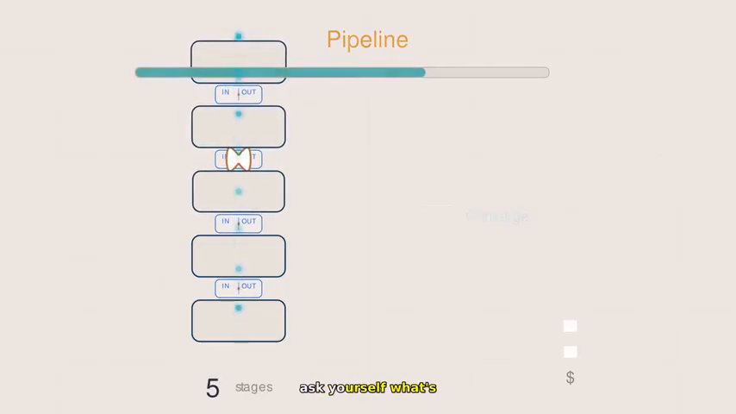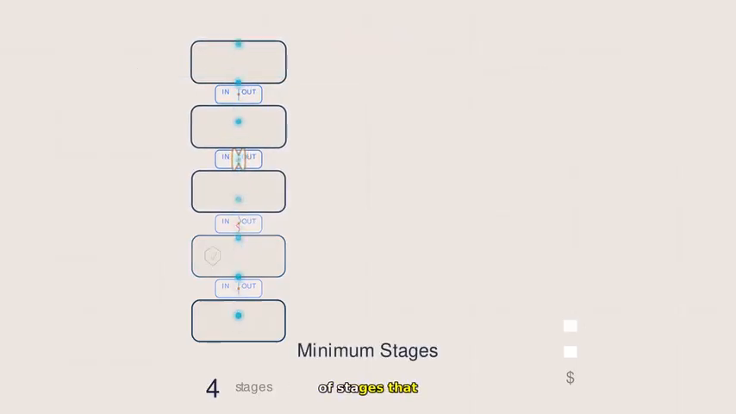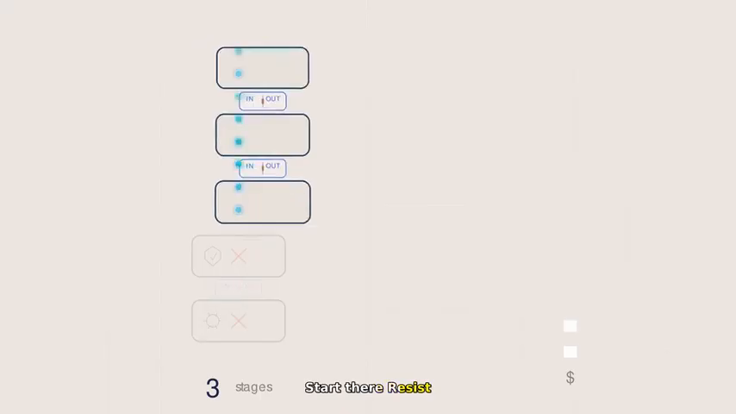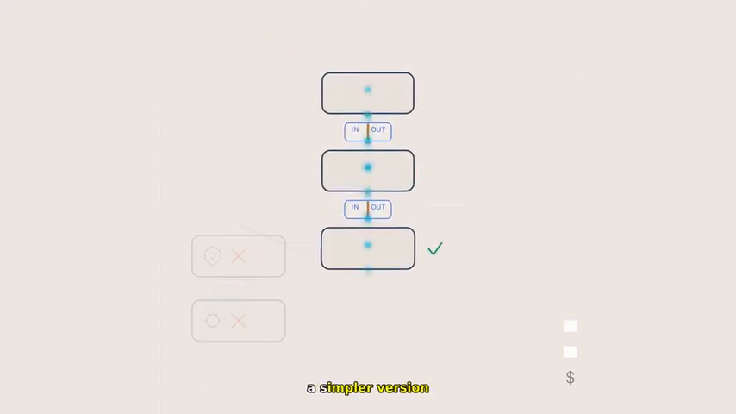Finally, ask yourself, what's the minimum number of stages that reliably produces the output I need? Start there. Resist adding stages until a simpler version fails. Every stage you don't build is a stage you don't have to maintain, debug, or pay API costs to run. The temptation is to design the most complete pipeline you can imagine.